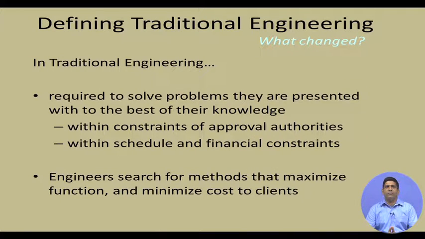So how will you move? In traditional engineering, we are trying to solve the problems presented to us to the best of our knowledge, within the constraints of approvals, regulations, and also financial and schedule constraints. As engineers, we search for methods that maximize function. Every engineering design, whatever product or process you make, is for a function, so your design should meet that function. At the same time, we are trying to minimize the cost to the client. So that's our goal in traditional engineering: maximize function, minimize cost.